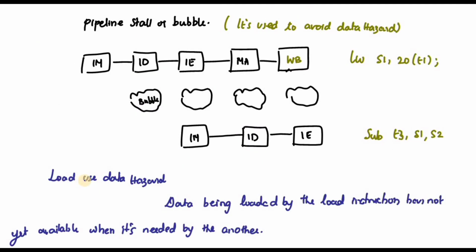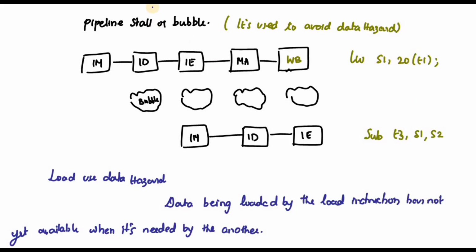Here I am going to discuss the data hazard using load use data. It is also called load use data hazard. This load use data hazard is avoided by using a pipeline stall or bubble. What does load use data hazard mean? Here I'm using the load instruction. The data being loaded by the load instruction has to be available when it is needed by another instruction, that is sub T3, S1 comma S2. So here you can see I'm going to load the value of this one into S1.